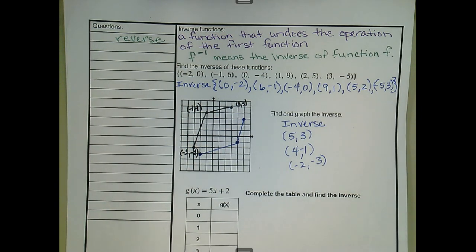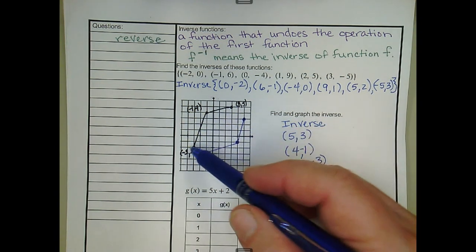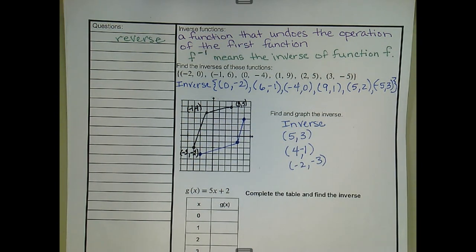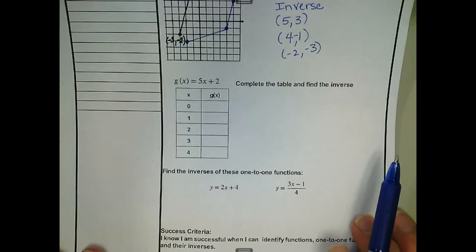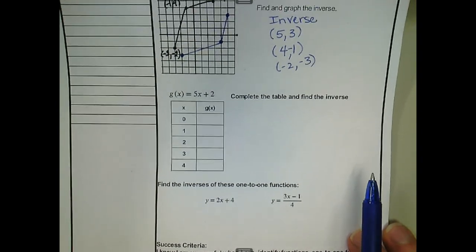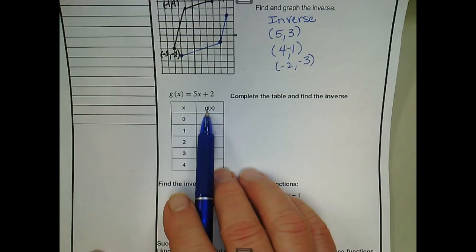So if you've got points, it's fairly easy. All you have to do is to switch the x and y around. If you've got a graph, you take your key points, switch them around, and then connect the dots. If you have a table, you complete it, and then you just switch your x and your g of x around.